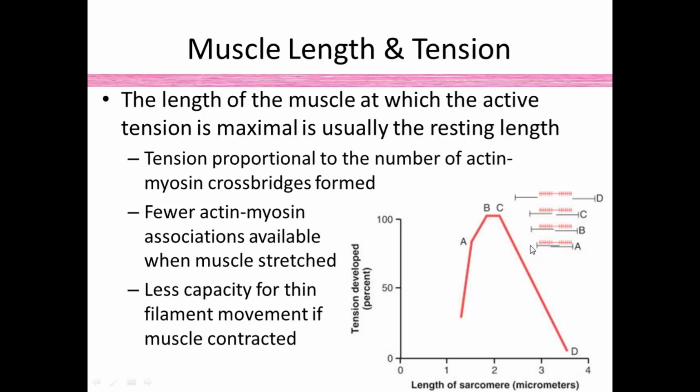Versus A. So position A, now it's very short, in terms of the length of the sarcomere. We do have some tension, but it's not really optimal. And if we look at A, you'll see why. So we have, again, actin on the bottom. You have myosin on top. And you can see that the actin are actually kind of smushed together.